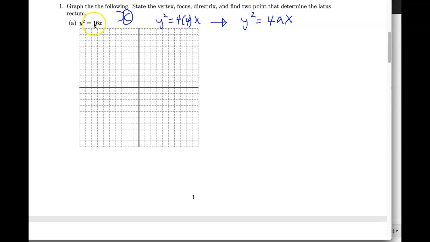And so when you're asked to graph conics, I would like you to state the vertex, the focus, the directrix, and find the 2 points that determine the latus rectum. And so let's go over how to do that. In this case, the vertex is 0, 0. The focus is going to be, based on how we wrote it here, a is 4.